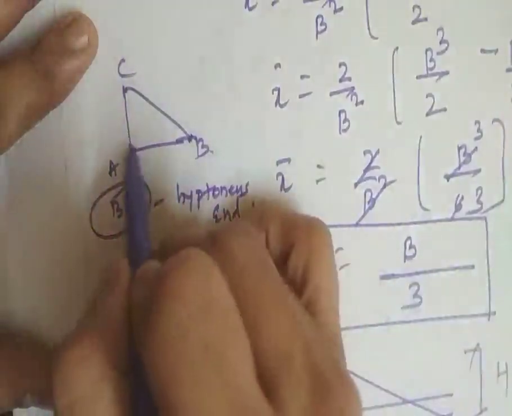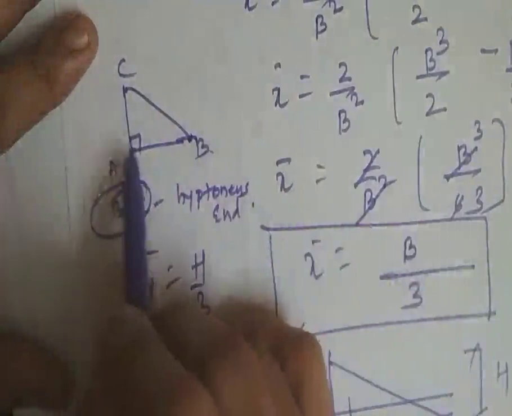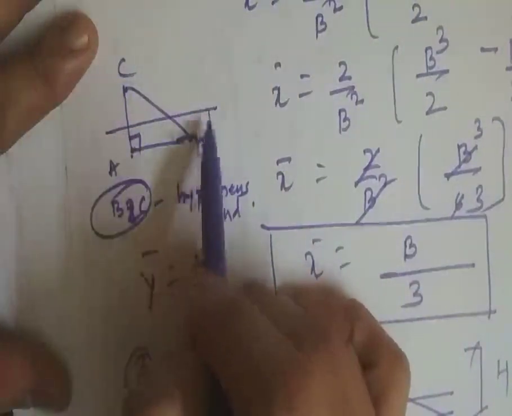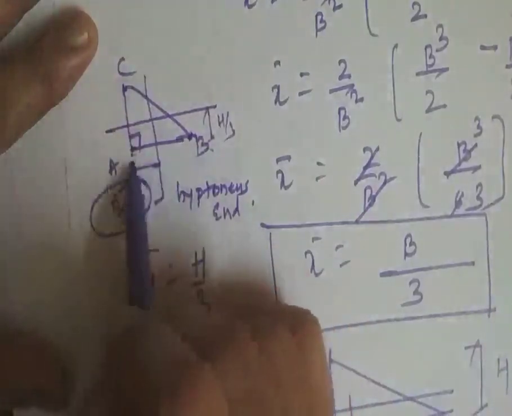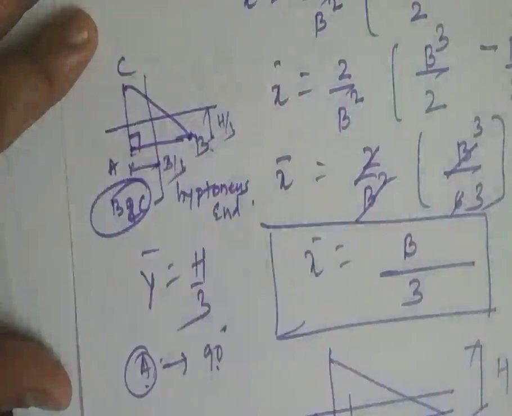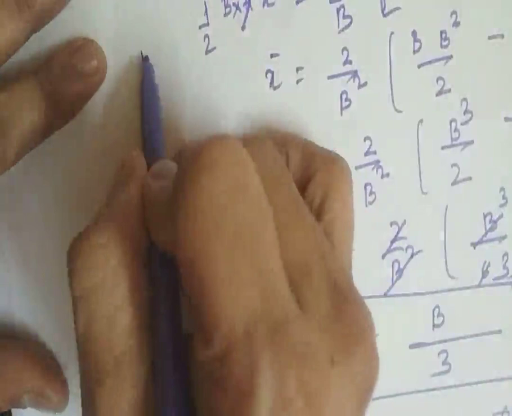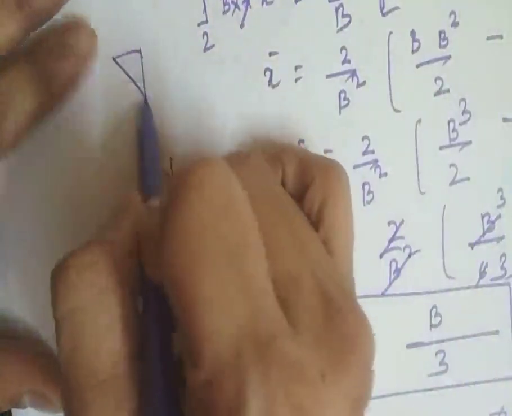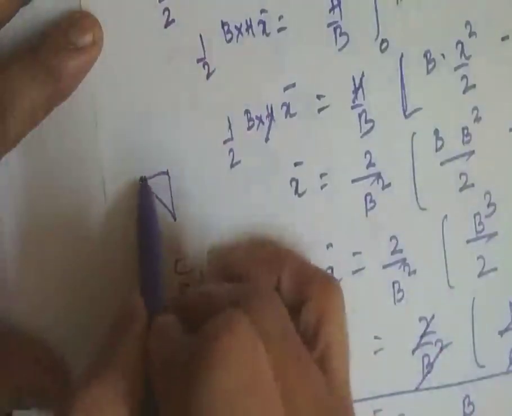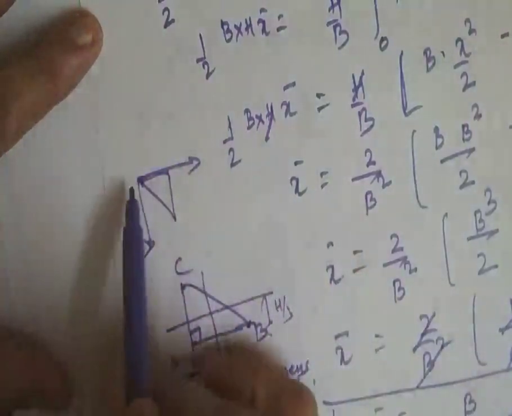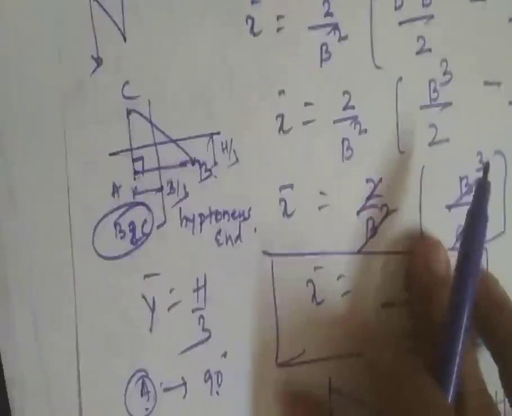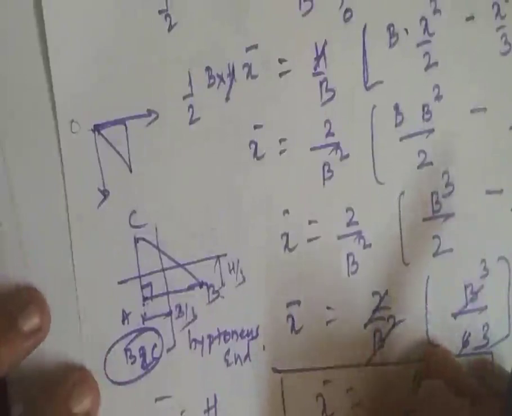To mark the particular position, mark the 90 degrees angle. With reference to the 90 degrees angle, the centroid distance along the vertical is h by 3. Along the horizontal it will be b by 3. Likewise, if the triangle has been placed in another fashion and the origin is placed here, when we proceed from the origin O, we need to check whether we are proceeding from the 90 degrees angle or from the hypotenuse point.